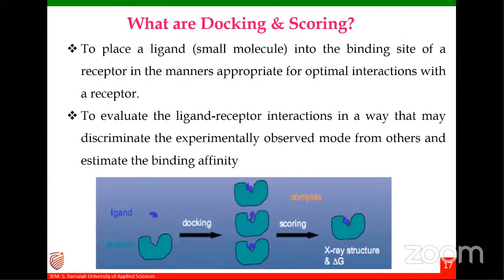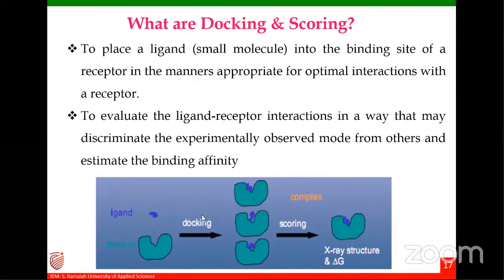So what are docking and scoring? After binding, it will show some score. And on what basis does the scoring take place? To place a ligand, that is a small molecule, into the binding site of a receptor in a manner appropriate for optimal interactions with the receptor, and then to evaluate the ligand-receptor interaction in a way that may discriminate the experimentally observed mode from others and estimate the binding energy. So this is the nature.